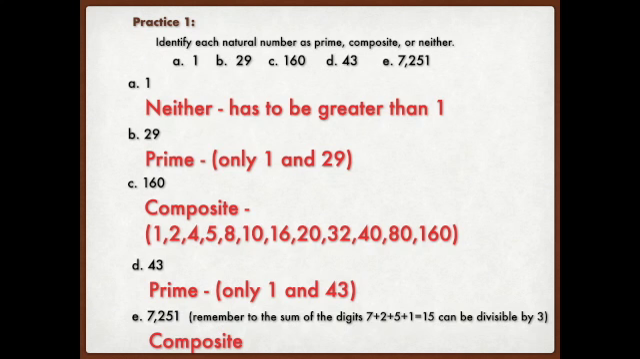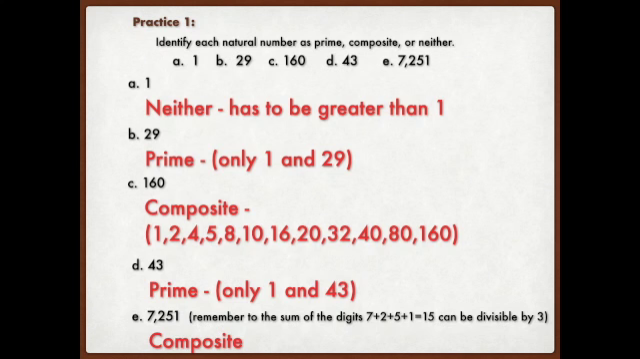Okay, now we can see letter A, 1. It's neither, because remember a prime and composite number needs to be greater than 1. Okay, B, 29. It's prime because if we divide 29 and check the divisibility, it's only 1 and 29. There are no other numbers that can be multiplied together to give me 29.